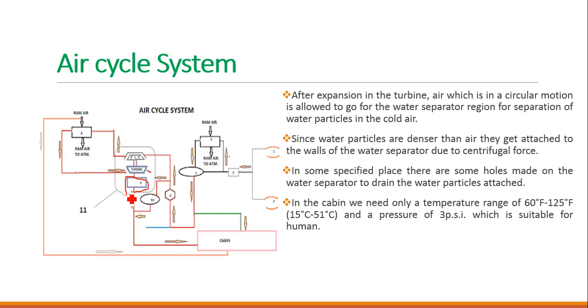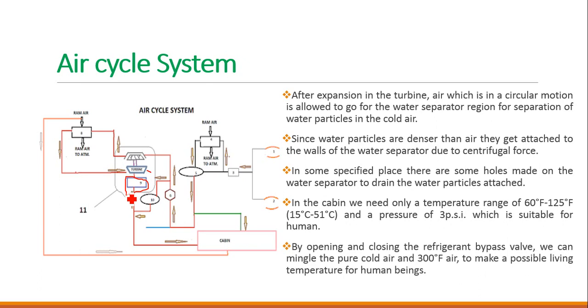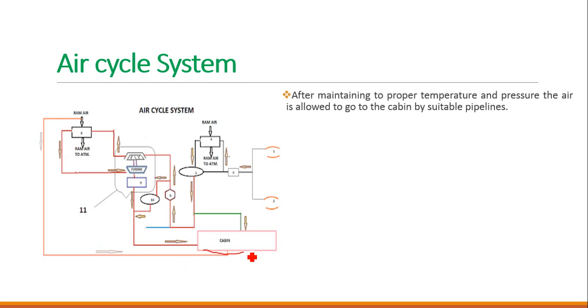So in the cabin, we need only a temperature range of 60 degrees Fahrenheit to 125 degrees Fahrenheit, and a pressure of 3 psi, which is suitable for humans to breathe. So by opening and closing the refrigerant bypass valve, we can mingle the pure cold air and 300 degree Fahrenheit air to make a possible living temperature for human beings. Okay, then it is applied to the cabin. So we can use this for pressurizing and maintaining the temperature and pressure in the cabin.